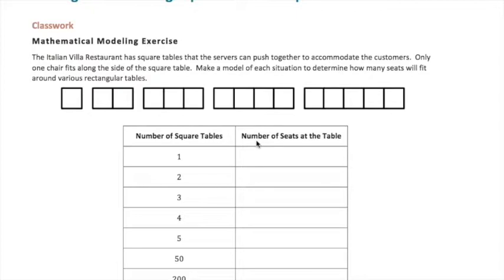The Italian Villa restaurant has square tables that the server can push together to accommodate the customers. Only one chair fits along the side of the square tables. So we want to make a model to determine this, and they've kind of started the model here for us.